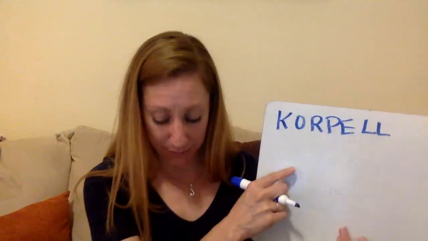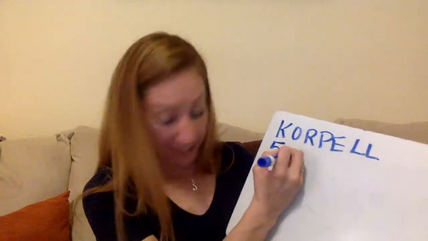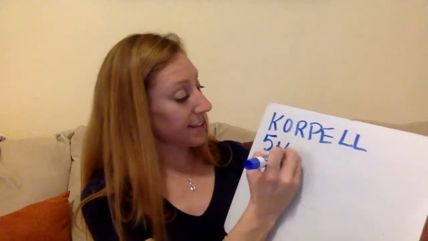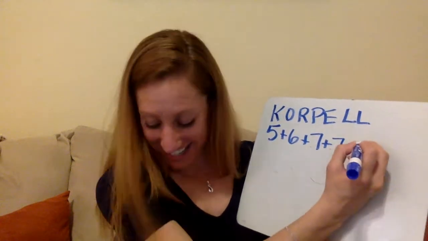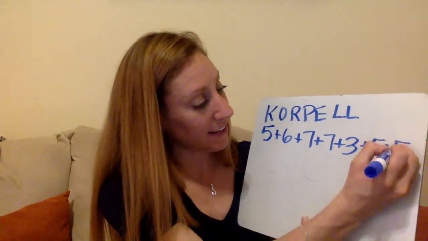So there's my last name. So K is 5, O is 6, R is 7. I used to know these way better. I didn't even have to peek. P is 7, E is 3, and L is 5, and L is 5.